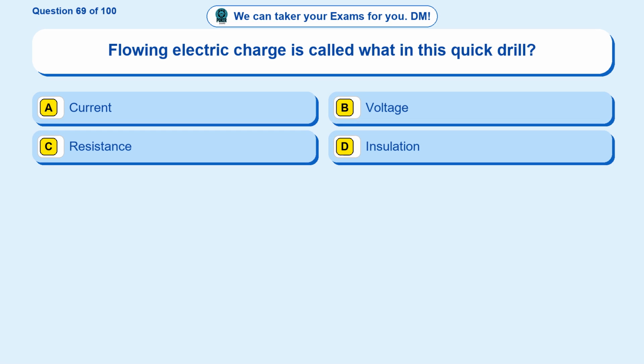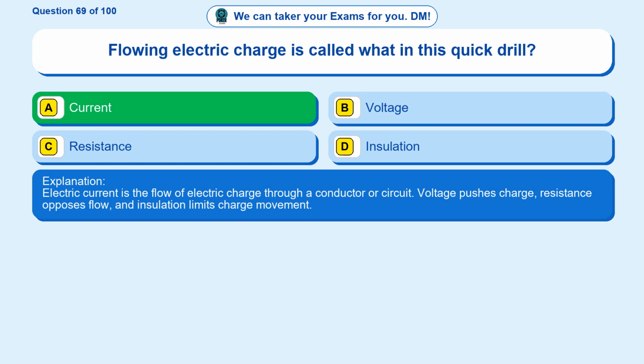Question 69. Flowing electric charge is called what in this quick drill? Option A, current. Option B, voltage. Option C, resistance. Option D, insulation. The correct answer is option A. Current. Electric current is the flow of electric charge through a conductor or circuit. Voltage pushes charge, resistance opposes flow, and insulation limits charge movement.